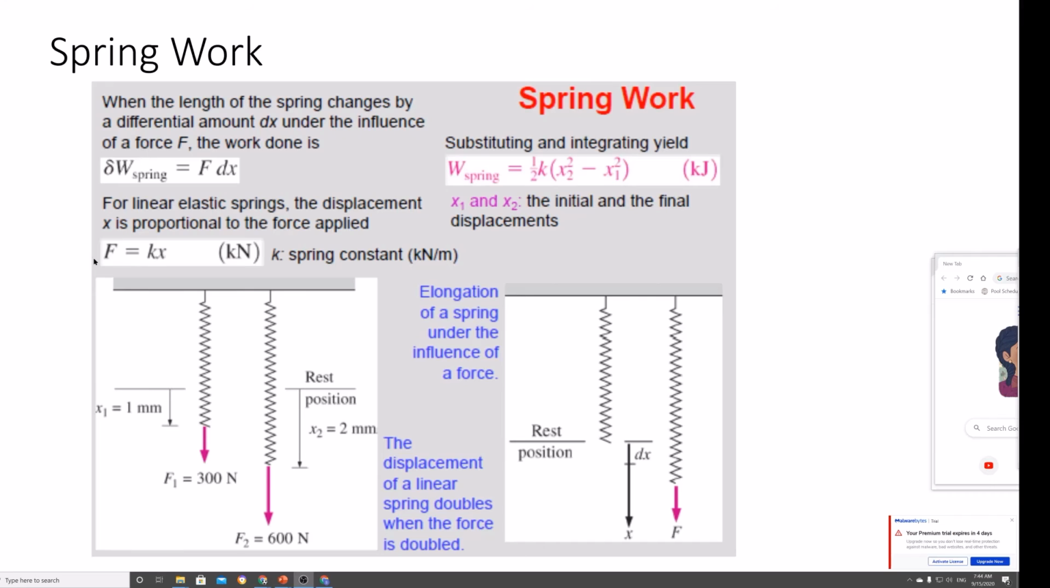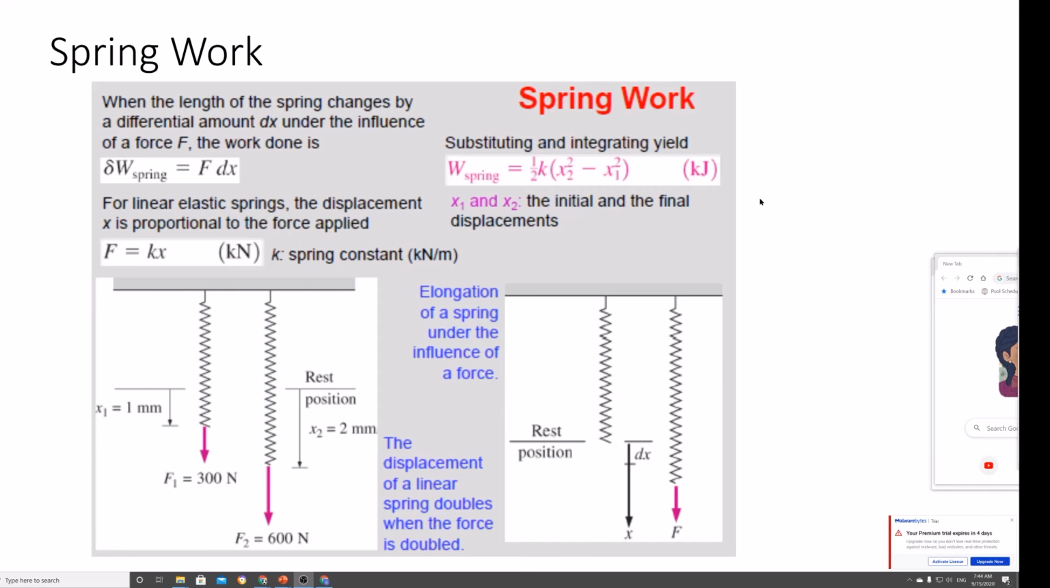So if it's linear, then we just say the force is this k, the spring constant, which is related directly to that particular spring, times its distance. One of the things to pay attention to is that the spring constant is usually given as force over distance, or in this case, for the SI units, k in newtons over meters.